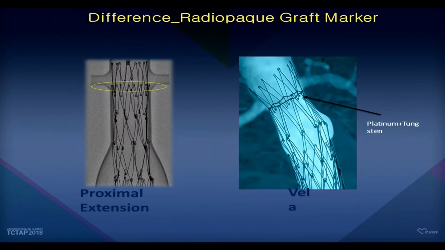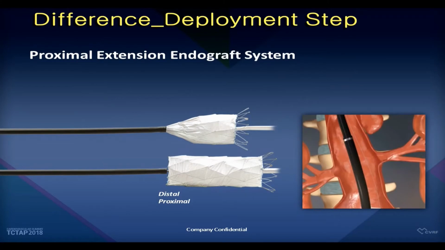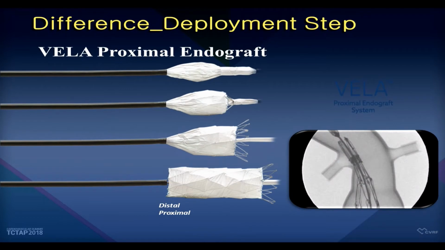Next. And the Vela system has more visibility of the proximal endograft, so we can better control the level of the stent graft. Next, this is the proximal extension endograft which was used previously. Now we have the Vela proximal stent graft. It controls the position of the proximal endograft better. So I think we now have a better device to treat the AAA.